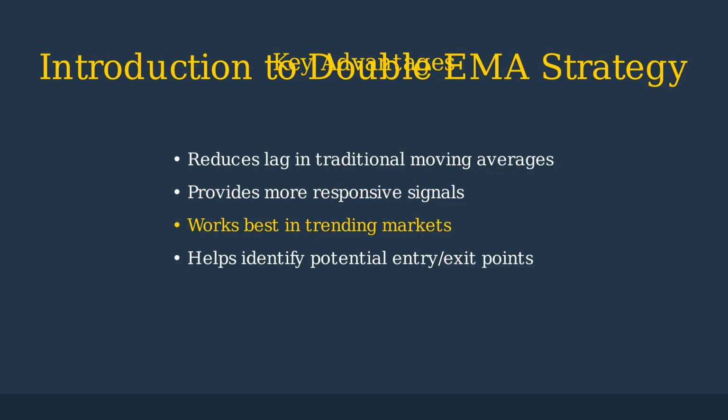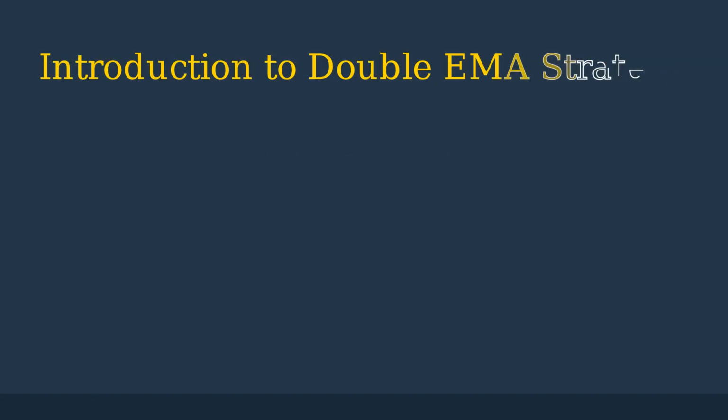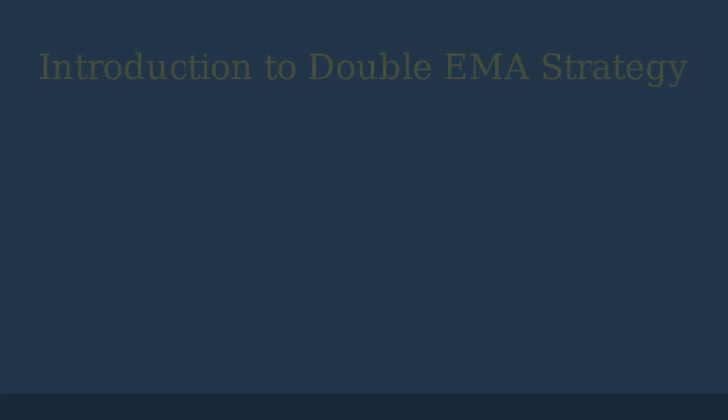Double EMA works best in trending markets, where the crossovers can help identify the beginning and end of significant price moves. Finally, the strategy helps identify potential entry and exit points based on EMA crossovers, providing a systematic approach to trading. As we continue through this course, we'll explore exactly how to use the double EMA strategy effectively and maximize its potential for your trading.